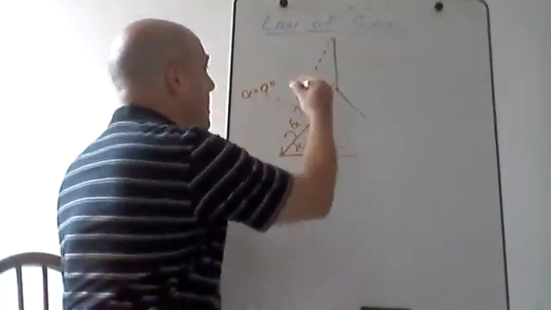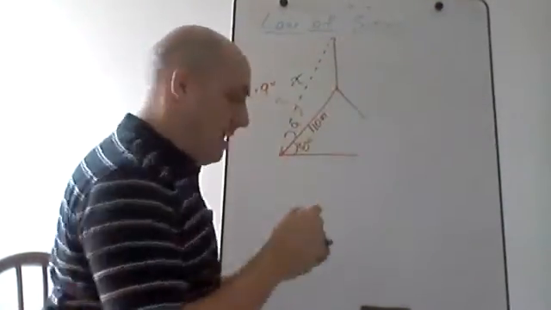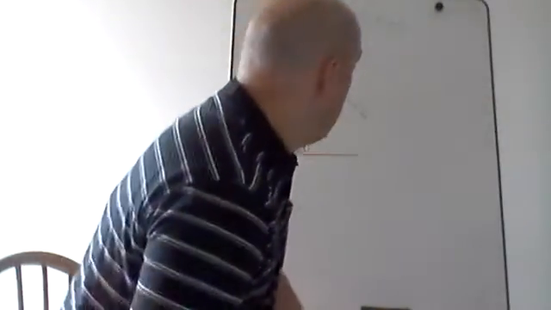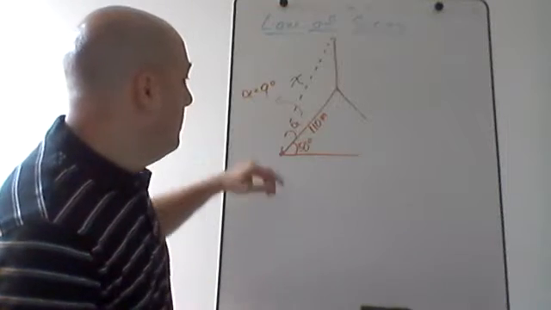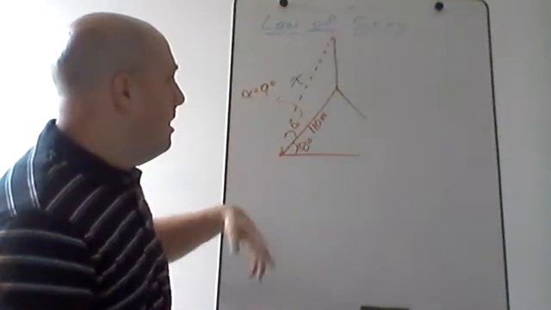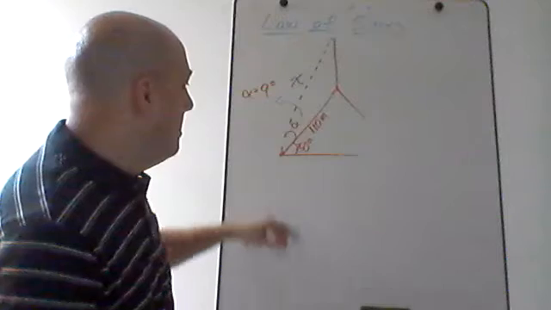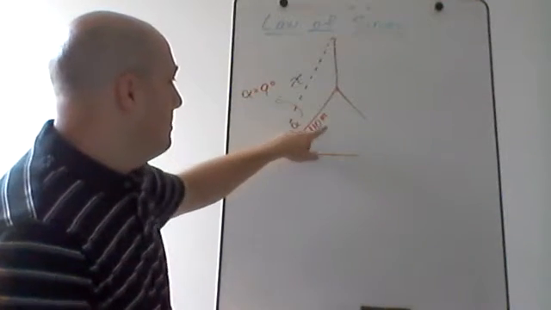All right, so let me mark that with an X. That's what I'm trying to find, the length of that dotted line. So, it looks pretty complicated, right? I need to find this length here. I know some stuff. I know this angle down here, and I know this side.